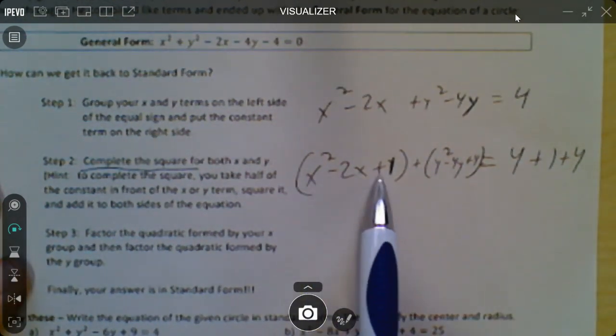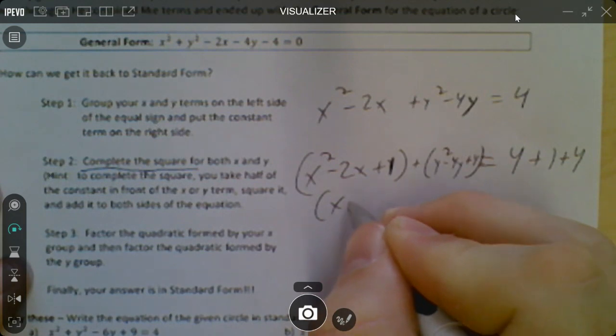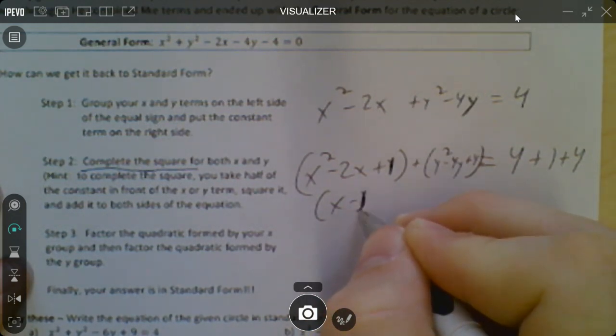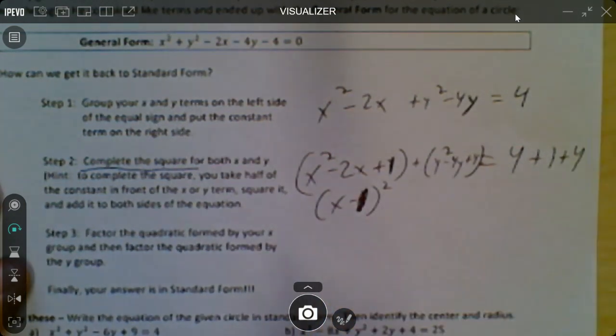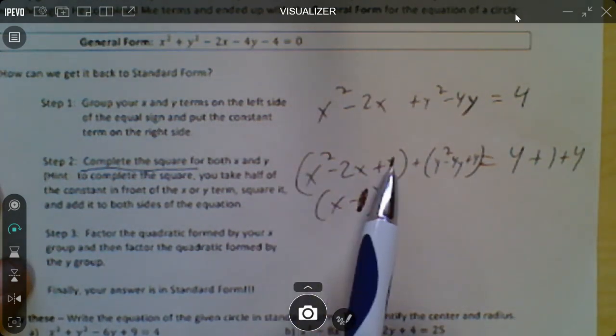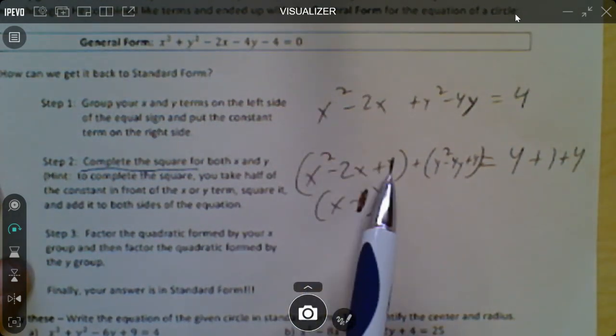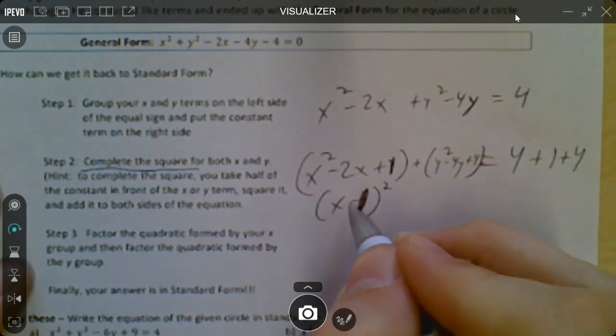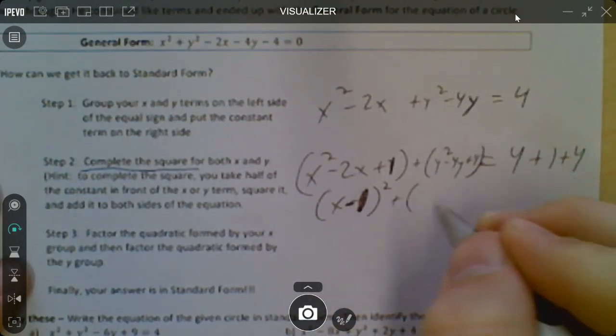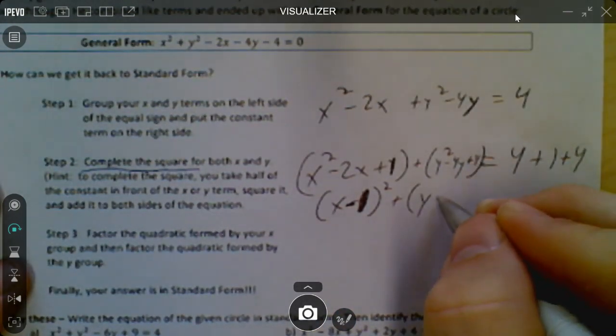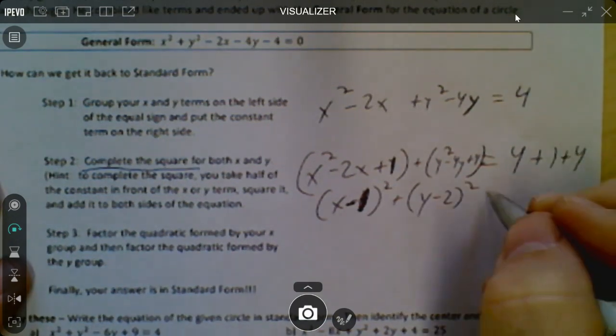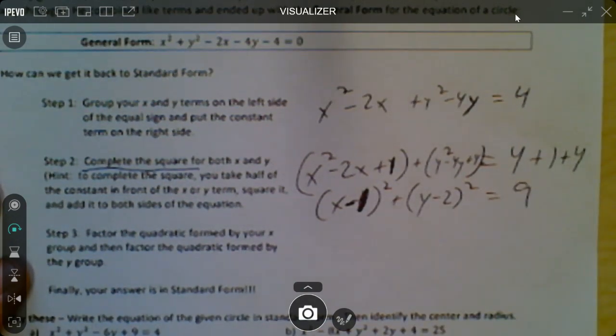Now, this factors beautifully. It's a perfect square factor. Oops, sorry, that should have been a 1. X minus 1 squared. So if you factor this, you're going to get x minus 1, and x minus 1 is both of your factors. So that's x minus 1 squared. Same thing here. That's the whole point of doing it this way. Y minus 2 squared equals 9.